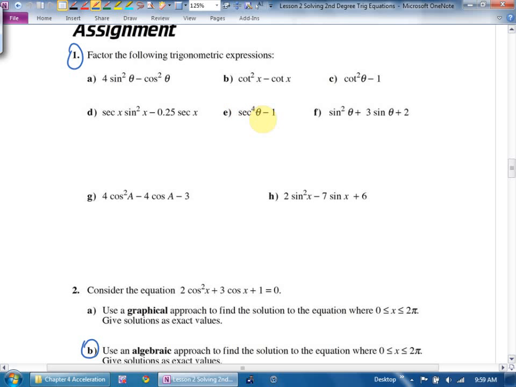Count the number of terms. How many? 2. Is there a minus sign? Is it perfect square, perfect square? So this is going to start out as difference of squares. It's going to be the square root of secant to the fourth, which is secant squared. Is that okay, Amy, so far? And then it would be plus 1 minus 1 or minus 1 plus 1.